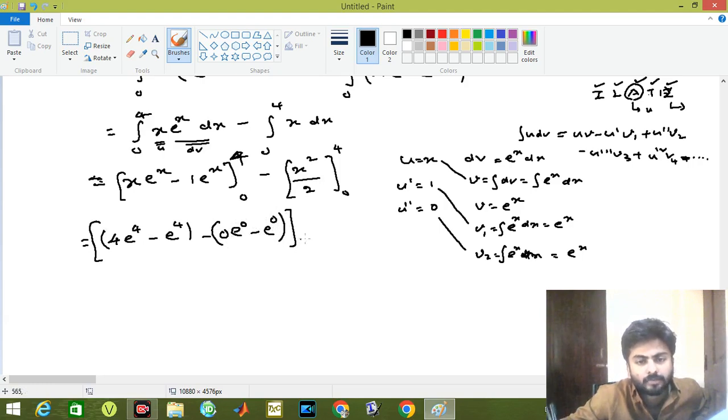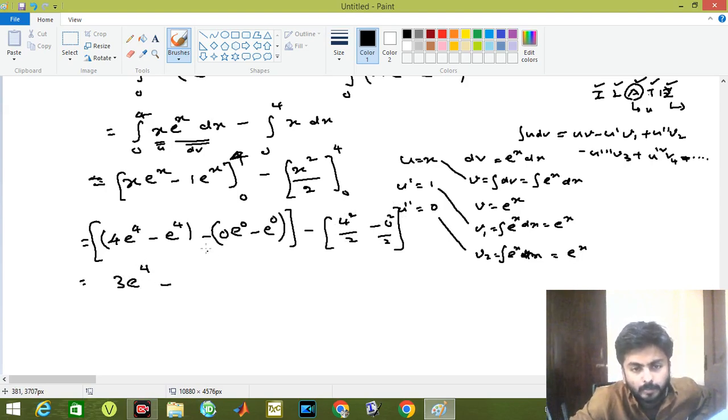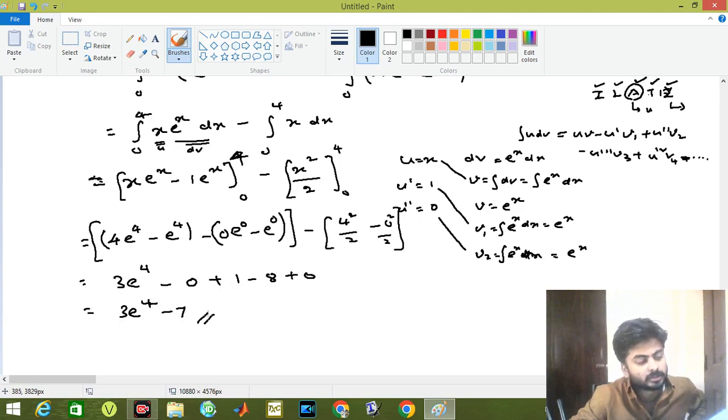And after that minus 4 square by 2 minus 0 square by 2, that is equal to 3 e power 4 minus, e power 0 is 0 times e power 0 is 0, then minus of minus is plus 1, then minus 4 square is 16, 16 by 2 is 8, so 1 minus 8, that is equal to 3 e power 4, 1 minus 8 is minus 7. So this is our solution.